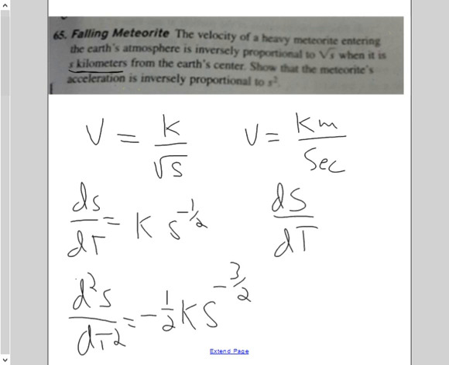Now here's the part that I wasn't seeing in class. We're taking the derivative of the distance with respect to time, right? That's what the velocity is. So since this is s, we've got to think of this as the chain rule, or implicit differentiation. So we're going to write ds/dt because we're going to take the derivative of s with respect to time.